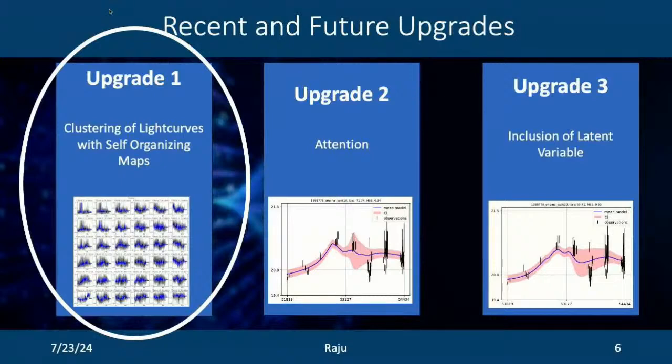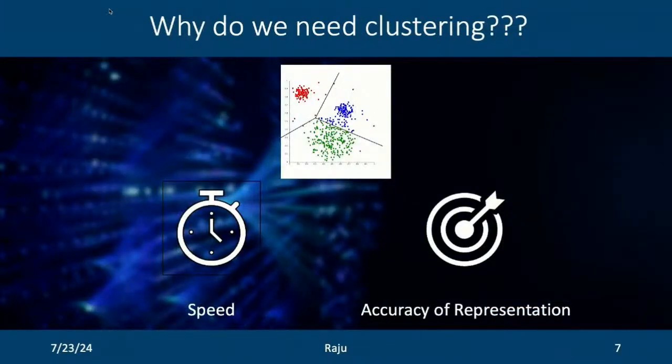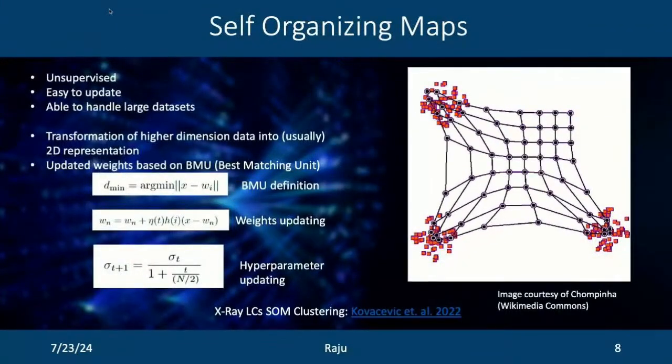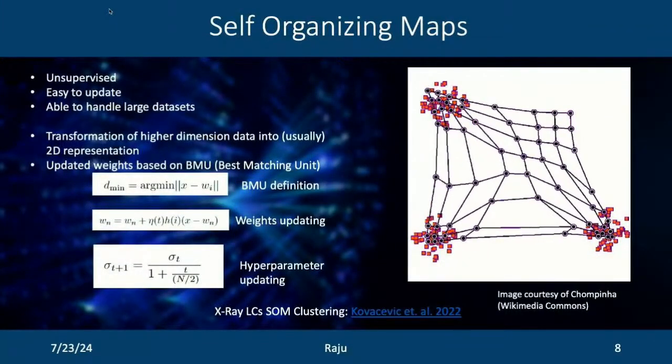So I'm going to talk about the few upgrades that we made. First, just a short description of the self-organizing maps with results from the LSST AGN data challenge. We use clustering because it can partition our data sets into smaller and more representative samples. We have a good model like self-organizing maps. Here's just another basic idea of how they work.